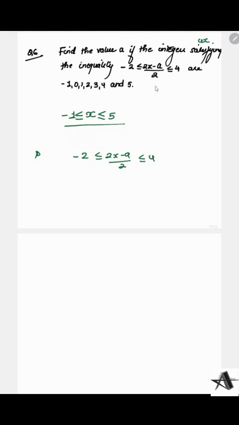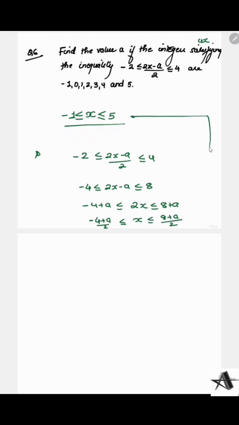Now let me try to simplify this inequality. By multiplying all sides by 2, I'll get minus 4 less than or equal to 2x minus a less than or equal to 8. Now add a to both sides. So minus 4 plus a less than or equal to 2x less than or equal to 8 plus a. Now in order to isolate x, divide all sides by 2. So (minus 4 plus a) divided by 2 less than or equal to x less than or equal to (8 plus a) by 2. This is my simplified one.